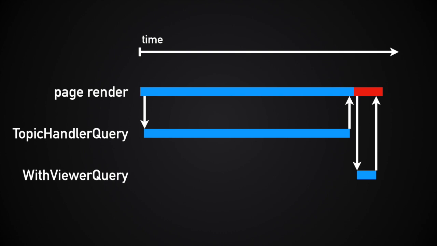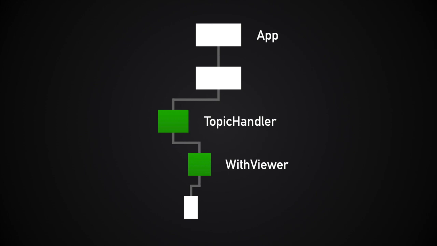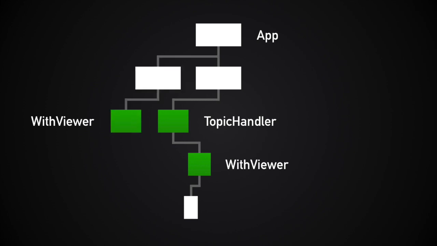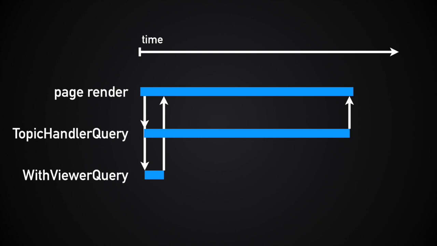The solution we came up with is to just add a with_viewer component somewhere else in the tree, even if it doesn't visually affect the UI. We can ensure that the with_viewer query is not blocked by the larger topic handler request. And at this point, the expense of with_viewer as an abstraction becomes negligible.